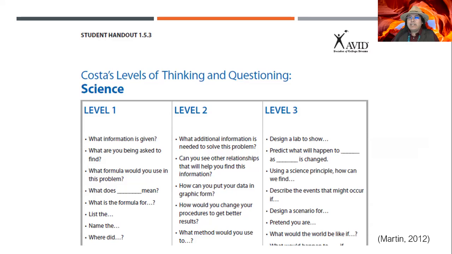Okay, so I think I just covered the major parts of Costa's levels of questioning. And I want to say that it has really helped me as a teacher to engage my students, to have rigor in the classroom. And now I'm at a point where I can just talk to my students, say, hey, what kind of question is this? I'll be teaching a lesson and I'll stop mid-lesson and I'll ask them, what kind of question is this? And we'll work it out together.